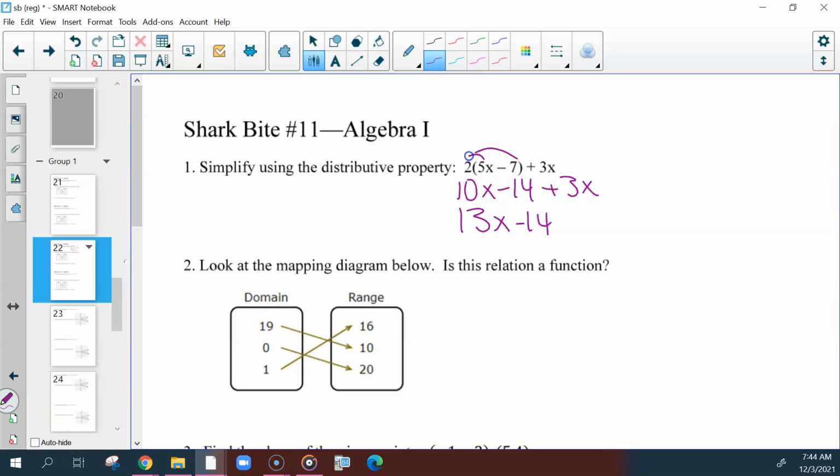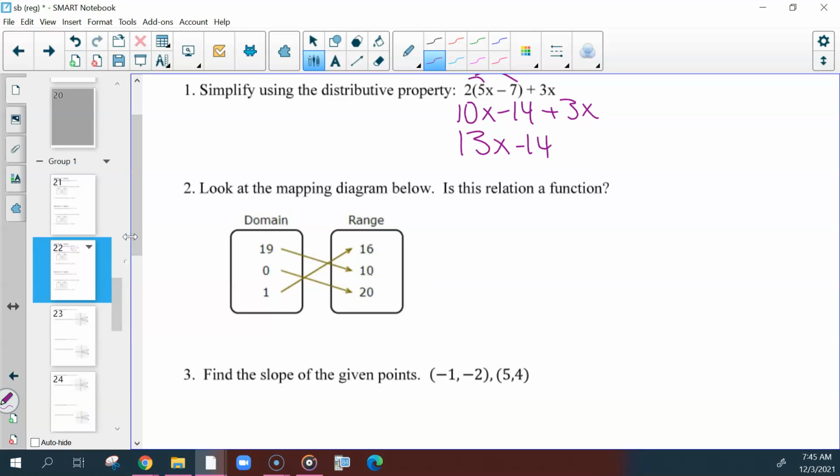Number 2 asks, is this relation a function? So every x in the domain has to have one y value in the range. If an x has more than one y value in the range, it is not a function. So this has one, this has one, this has one, this is a function.